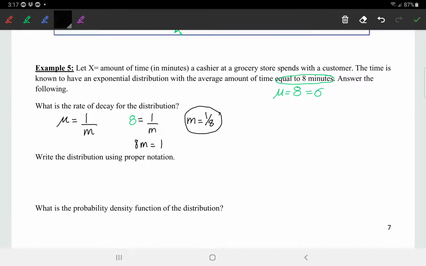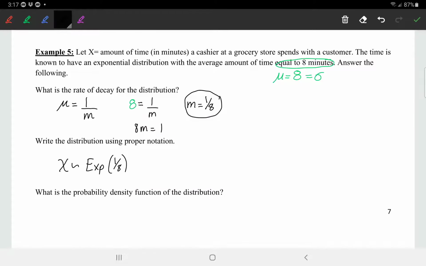And now we can talk about the distribution for a random variable. X will follow an exponential distribution with the parameter that is the rate of decay, which is 1/8. And we can also say what the probability density function is for the distribution. Remember, as given above, f of x will be equal to m e to the negative mx. M is the rate of decay, so in our case that will be 1/8 e to the negative 1/8 x.